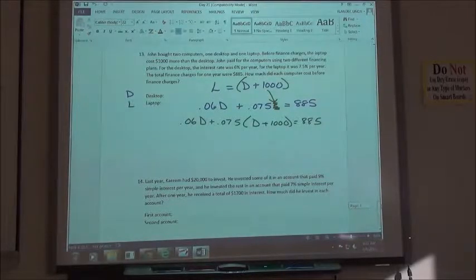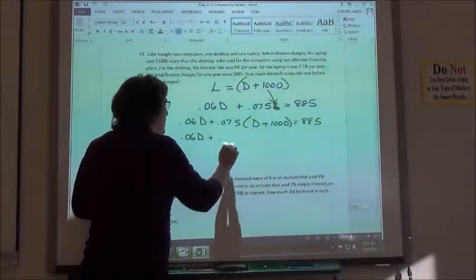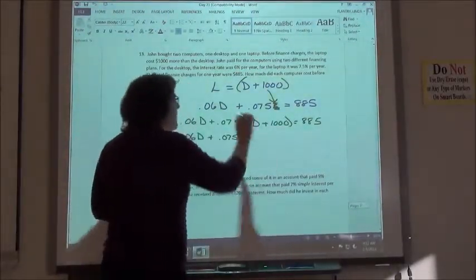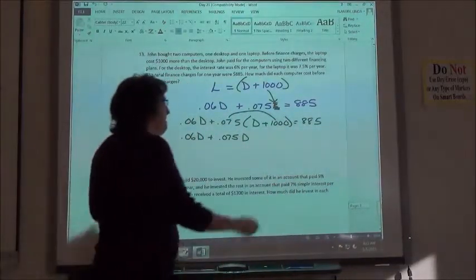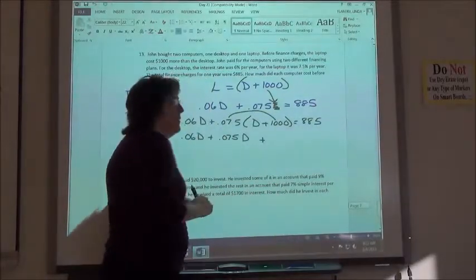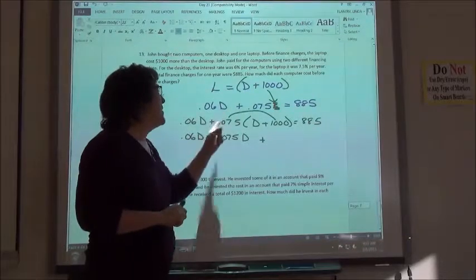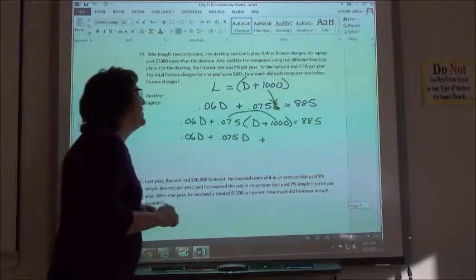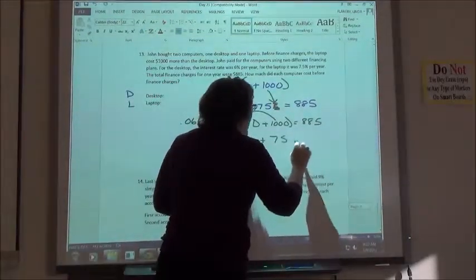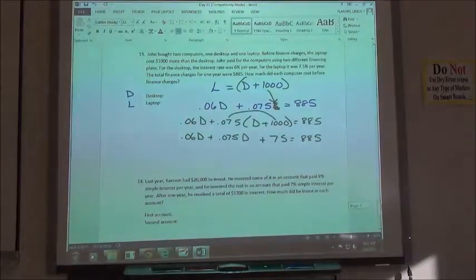Then I have to get rid of my parentheses, so I use my distributive property. 0.06D plus 0.075D. If I take 0.075 times 1,000, I get 75. So plus 75 equals 885.